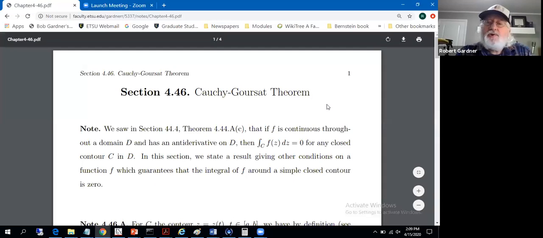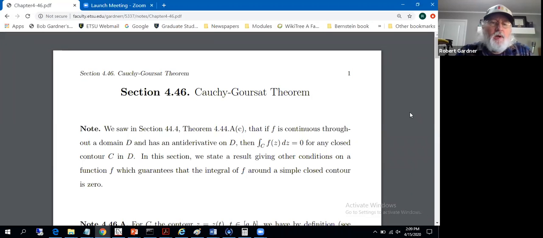Continuing on integration of functions of a complex variable, let's look at the Cauchy-Goursat theorem. Okay, here's where we left off in section 44. We saw that if the integrand f is continuous throughout some domain D and has an antiderivative on that domain D, then the integral about contour C of f of z dz is 0 if C is any closed contour in D. Okay, so we're often going to see this type of behavior.